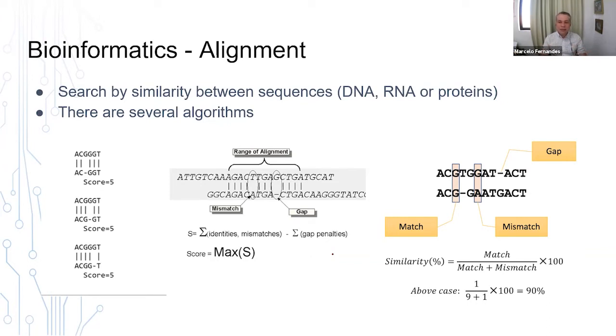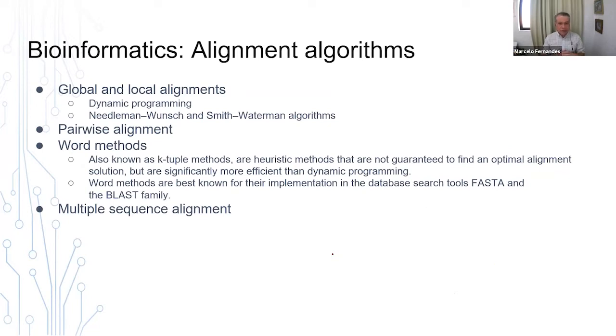The alignment algorithms make a similarity analysis. It's important you understand that. There are many kinds of alignment algorithms: global and local alignments, pairwise alignments, word methods, multiple sequence alignment. There are many approaches and many algorithms that make alignment. The most used algorithm for alignment is the BLAST algorithm, the one that bioinformatics people use most to make alignments.